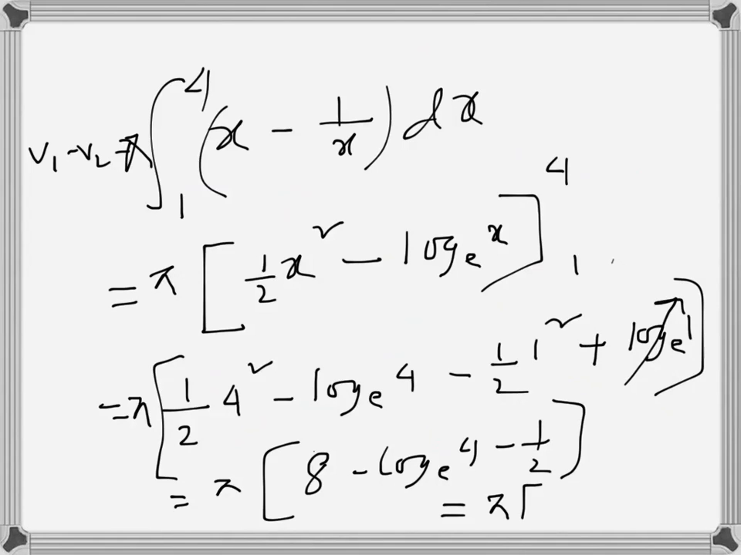So the volume is pi times 15 over 2 minus log e 4. That will be the generated volume in cubic units. So that's pi here, and 15 over 2, because 8 minus half is 7.5, and then log e 4, which is subtracted, and cubic units because it's volume.